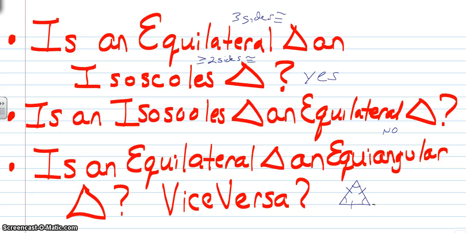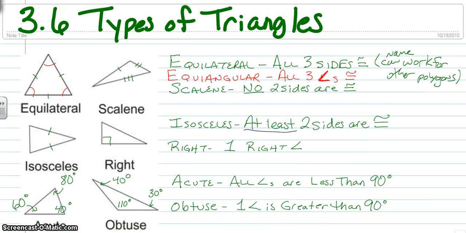So, to sum up, we've got a couple different types of triangles. I can name these by sides, or I can name these by angles. If I'm focusing on by sides, I can say I have an equilateral, a scalene, and an isosceles. Because these all talk about their sides.